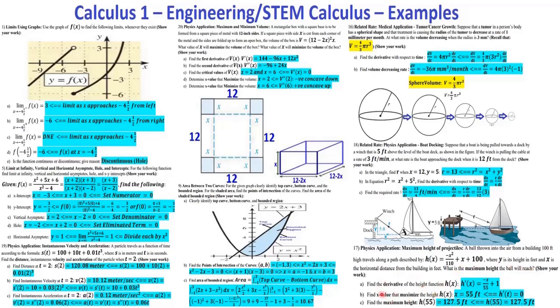For the maximum height, you take the derivative, which is minus x over 55 plus 1. You set the derivative equal to 0, which gives you x equals 55, and that x equals 55 gives you the maximum height, which is h of 55 equals 127.5. That is the maximum height of the projectile. After that maximum height, it will drop.